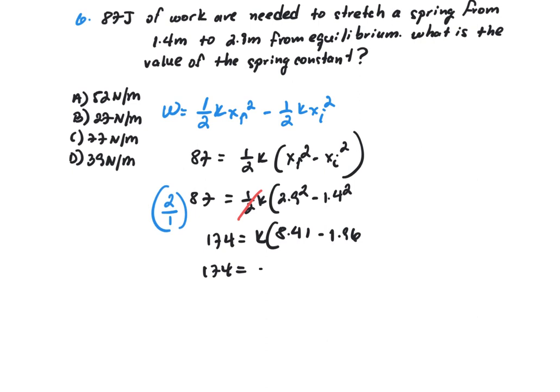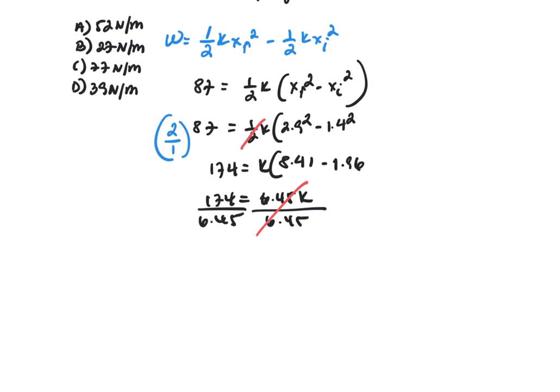So it comes to 6.45 k. So let's divide both sides by 6.45. And our k value will be 174 divided by 6.45, which is 26.97, and rounding it off, you get 27 newtons per meter.